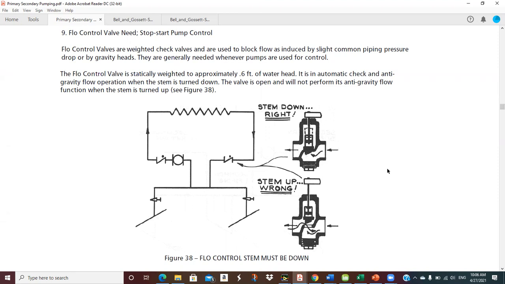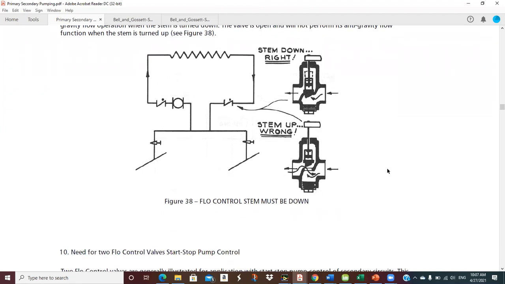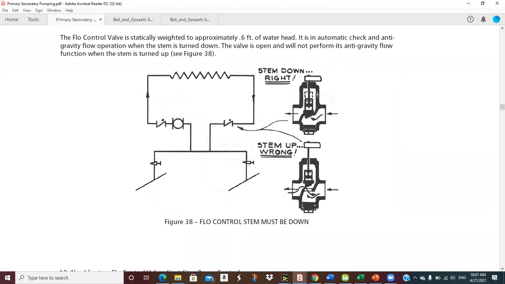Flow control valve is statically weighted to approximately 0.6 of a foot of water head. So it is an automatic check and anti-gravity flow operation when the stem is turned down. The valve is open and will not perform its anti-gravity flow function when the stem is turned up. So we want to be sure we know that. Okay, so that's what these little Z's with the dots are, these little check valves in these diagrams. They're these flow control valves to eliminate flow when we really don't want it.